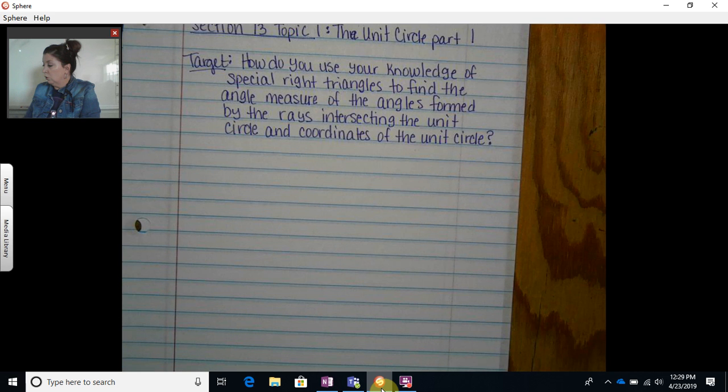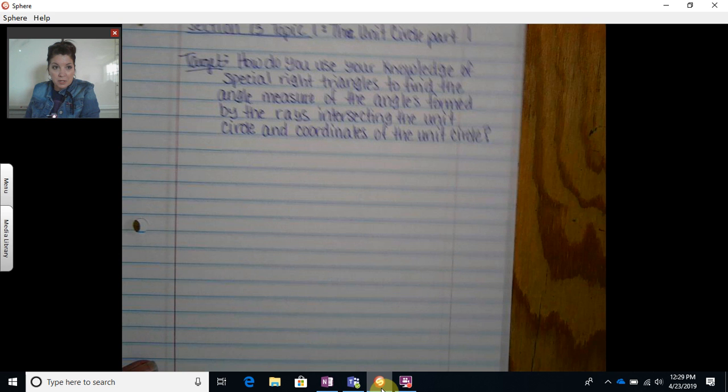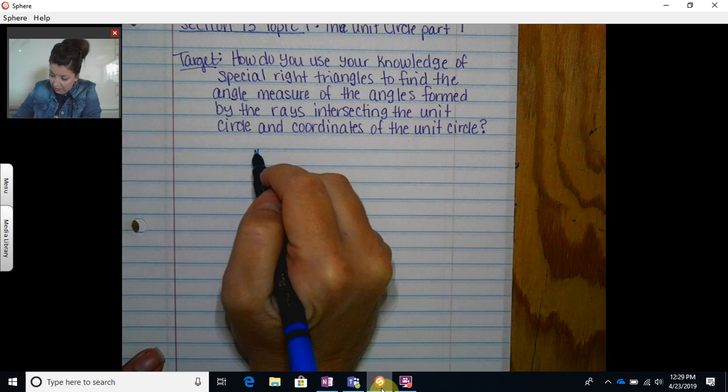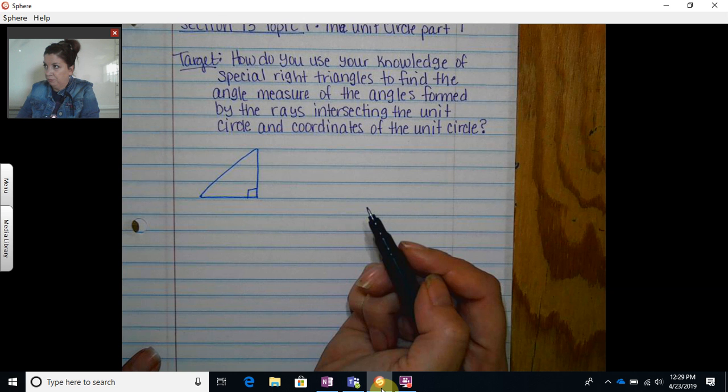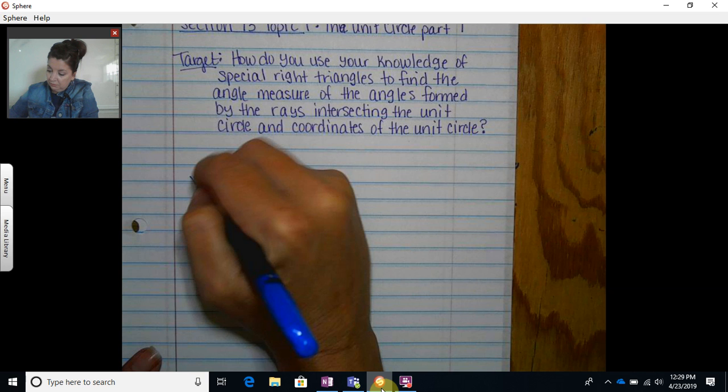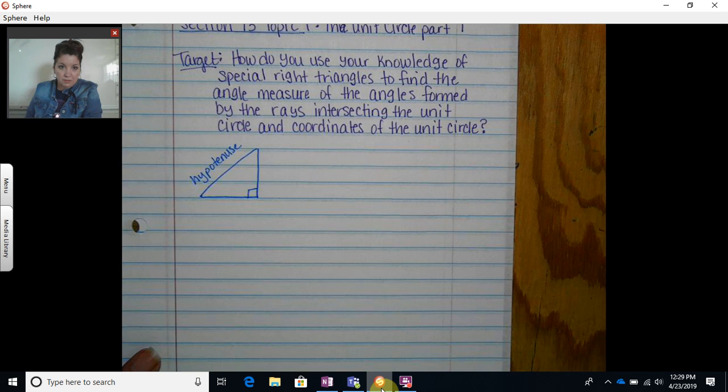So, do you remember what a right triangle is? A triangle with a right angle. What's a right angle? 90 degrees. Exactly. So, this is my right triangle. What is the side called directly across from the right angle? Hypotenuse.